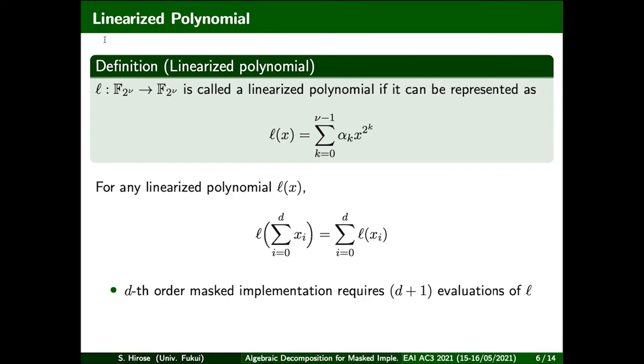And this page shows linearized polynomial, and this is the definition. Here the function L is over GF(2^nu), and it is called a linearized polynomial if it can be represented by this polynomial. And the exponent of x is 2^k, and k is an integer from 0 to nu minus 1, so the algebraic degree of a linearized polynomial is 1. And for any linearized polynomial, this equation holds. And this equation implies that dth order masked implementation requires d plus 1 evaluations of L.